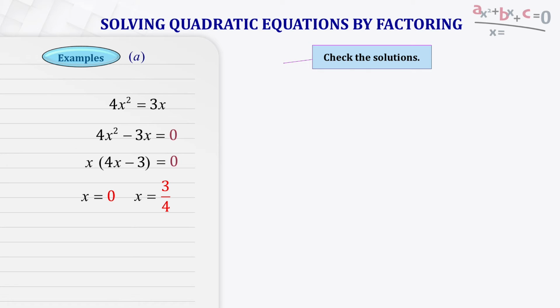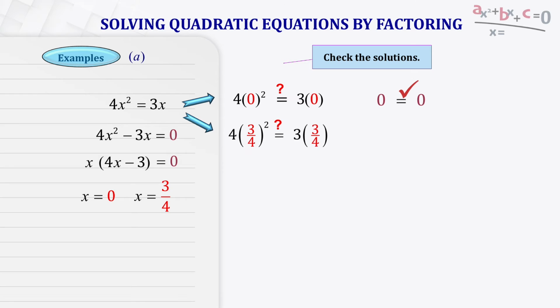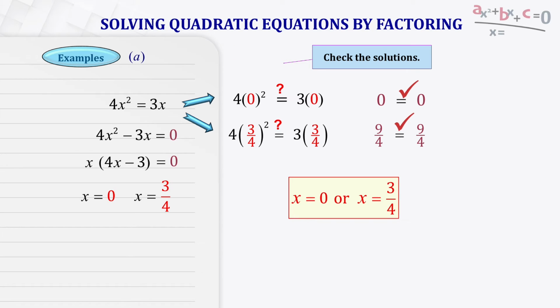First, substitute one solution 0 into the original equation to see if the left side and the right side are equal. We have 0 on both sides. Next, substitute the other solution 3/4 into the original equation again. This time we have 9/4 each side, which tells us both solutions satisfy the equation.